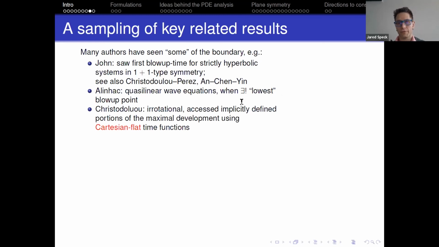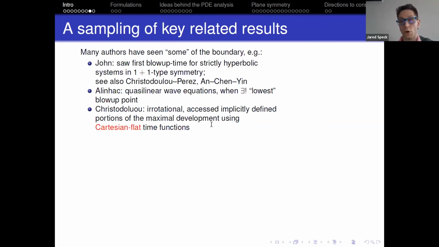Then another huge breakthrough was Christodoulou's famous monograph from 2007, which concerned the irrotational case for relativistic Euler. In the last chapter of his book, he took his PDE estimates and sort of unioned them together and described implicitly some portion of the maximal development. If you take a close look at what was done, the portion that his book yields access to is a portion that is accessible using Cartesian flat time functions. So instead of using foliations that were exactly adapted to the structure of the singular boundary, he was just using flat hypersurfaces. And if your singular boundary has convexity, then you can probably get the whole singular boundary using this approach.